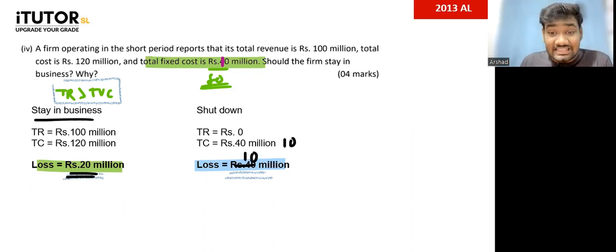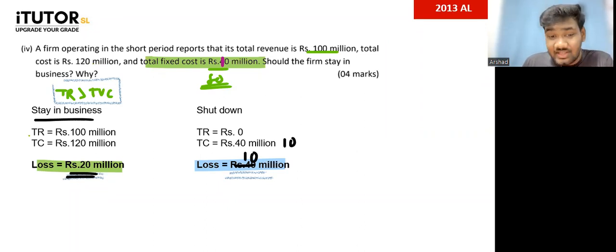Then see, in that instance, how much is my variable cost? If this fixed cost is 10 million, how much is my variable cost? Then my variable cost is 110, no? Because this is 120, no? My variable cost is 110. See, my revenue is not even enough to cover my variable cost. Then I should shut down. But if my revenue is enough to cover my variable cost, then I should go and produce.